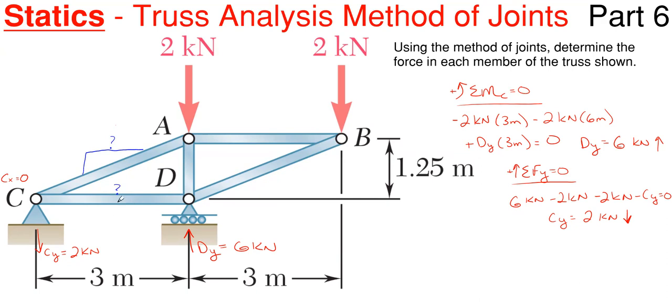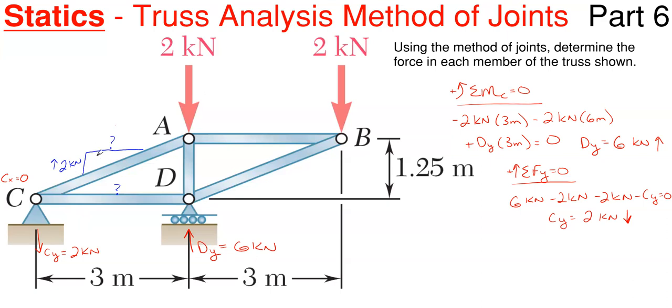Looking at the Y, I have C sub Y, which is downward, and my only other vertical force in the Y direction is the vertical force for the diagonal AC. So I can solve for this directly. By summing forces in the vertical direction, I have C sub Y, which is 2 kilonewtons downward. To balance that out for equilibrium, I need 2 kilonewtons in the upward direction here. Okay, so what's the next step here?